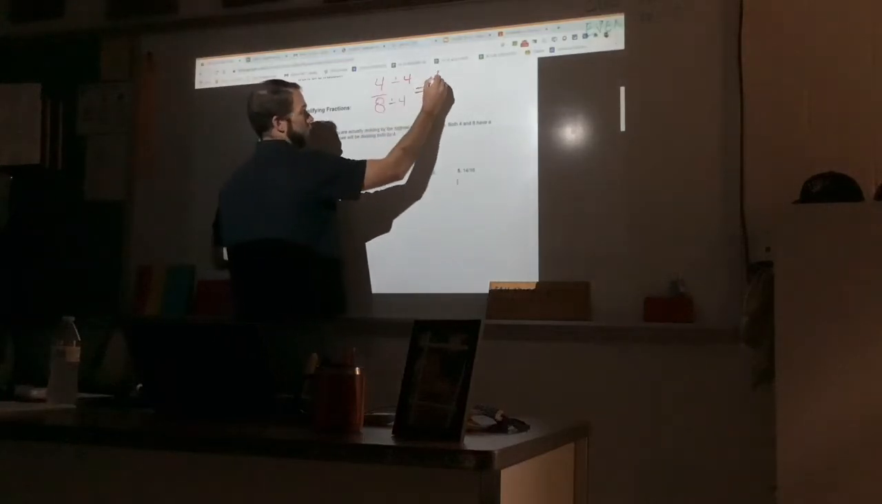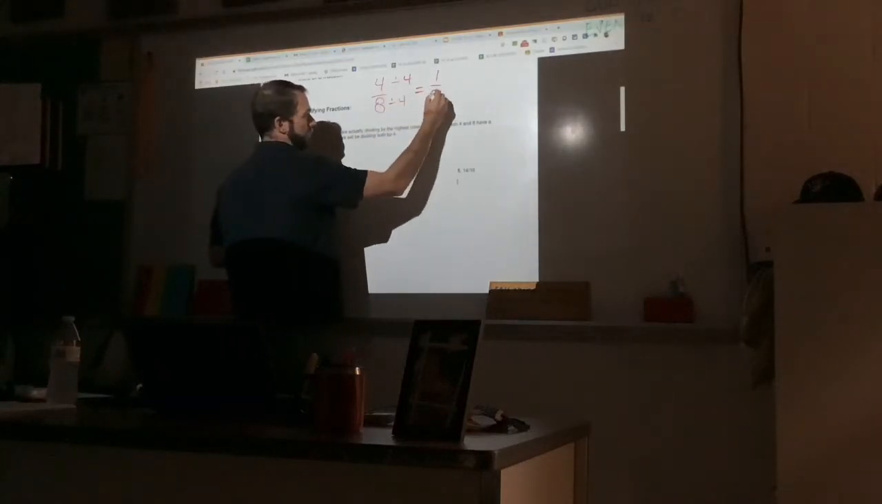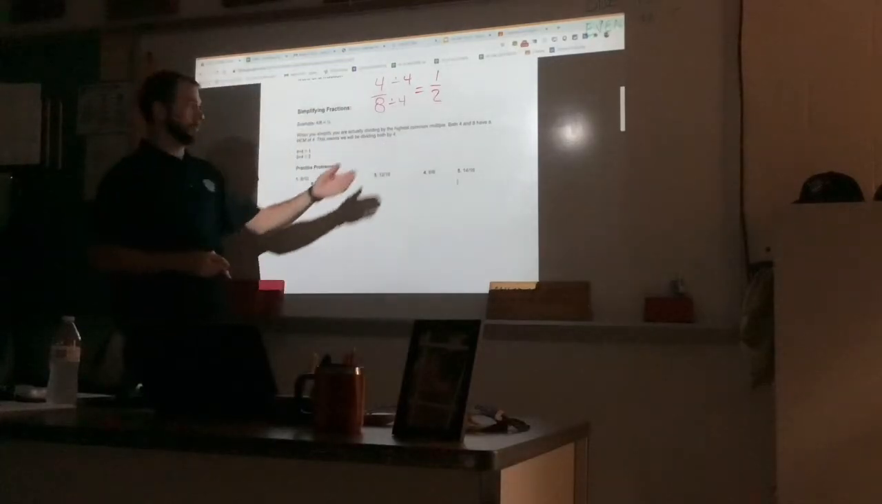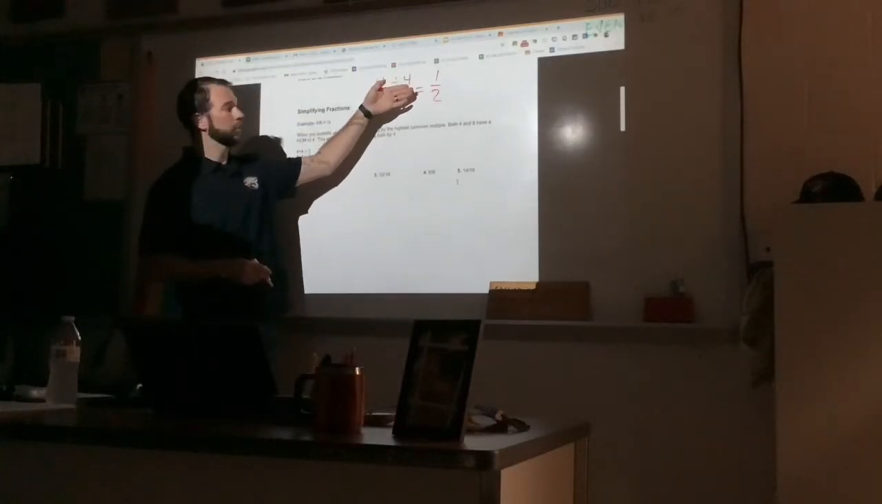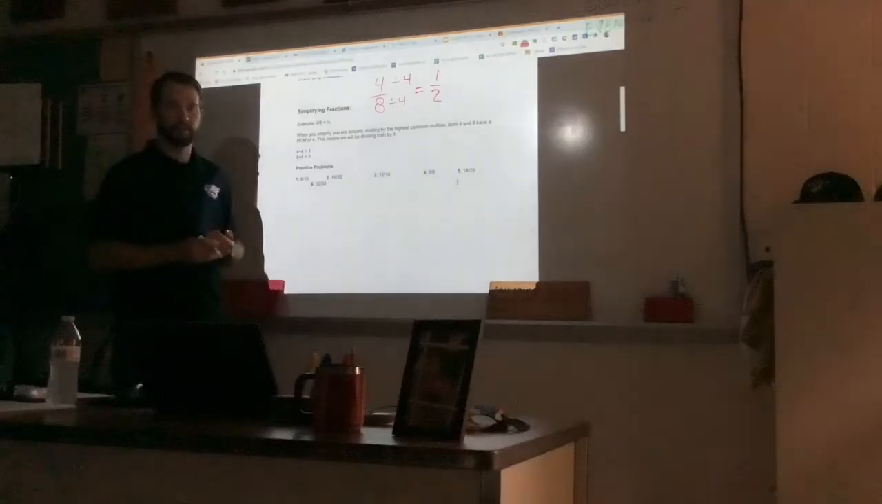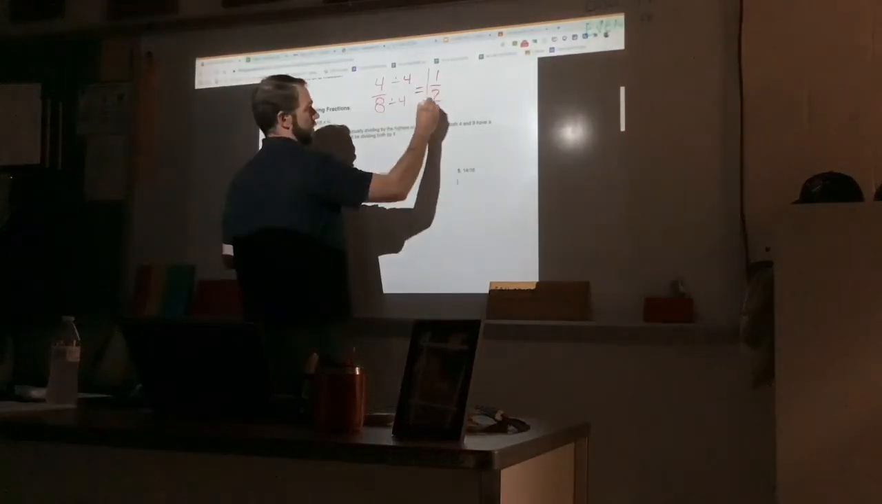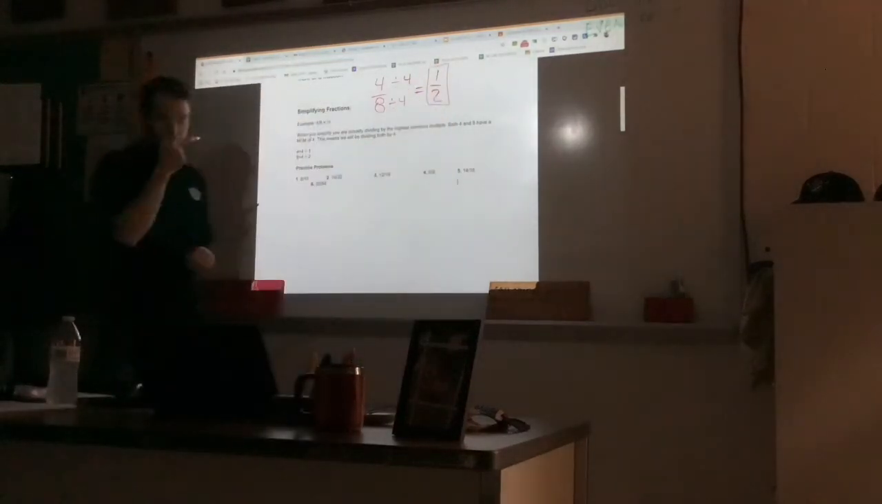4 divided by 4 is 1, 8 divided by 4 is 2. Now we're left with an odd number on top, even number on bottom. That tells us we are simplified. So this is our final answer. So we get 1/2.